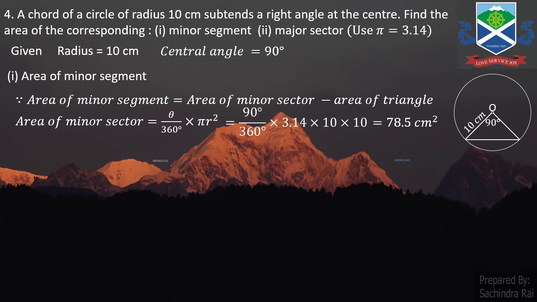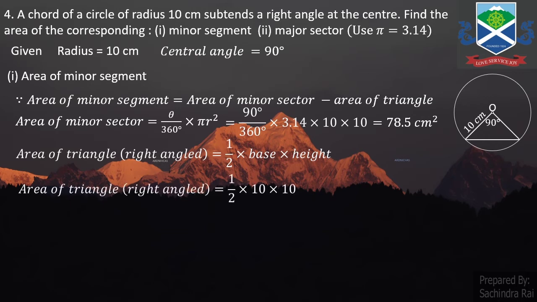Now we'll find out area of triangle. Since the angle here is 90 degrees, it is a right angle triangle. So area of a triangle, when it is right angled, we can easily use half base into height when we know base and height. Because this is 90 degrees here, the side opposite to 90 degrees is the hypotenuse. So this is the base and this is the height. When you put the value of base and height and multiply by half, we get 50 centimeters square as the area of this triangle.